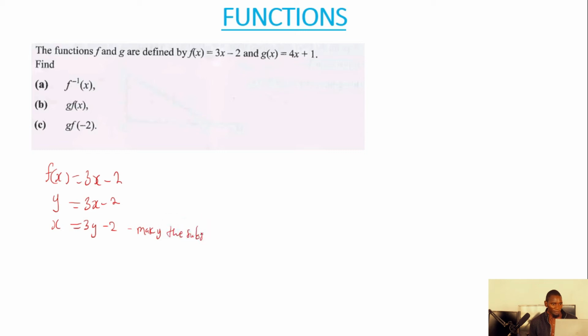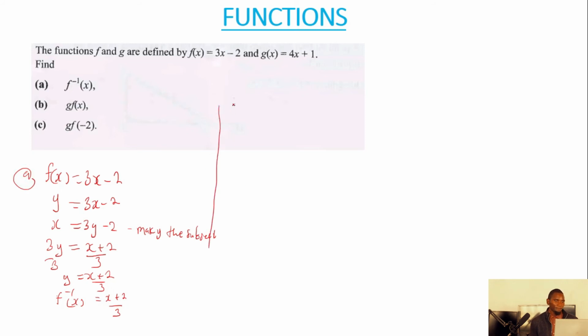Make y the subject. So we are saying to make y the subject, we're going to have 3y is equal to x plus 2. Then you divide by 3, then your y is equal to x plus 2 over 3. Remember, we said once you make y the subject, it means that now that's your inverse function, x plus 2 over 3. Okay, so this is the question A we have solved here.